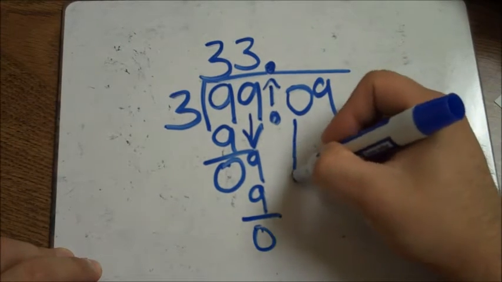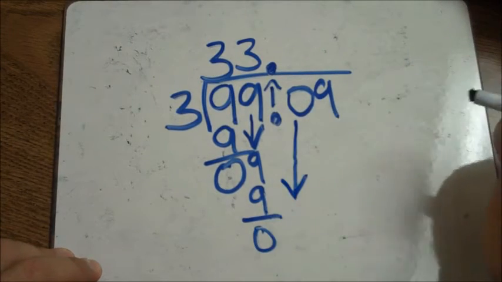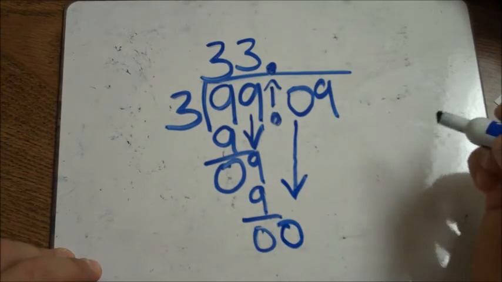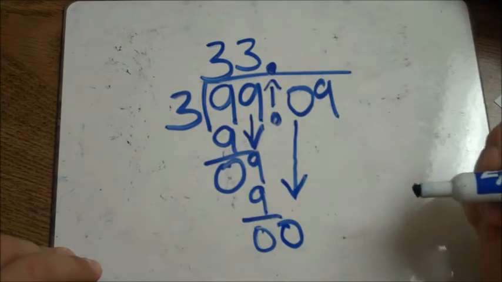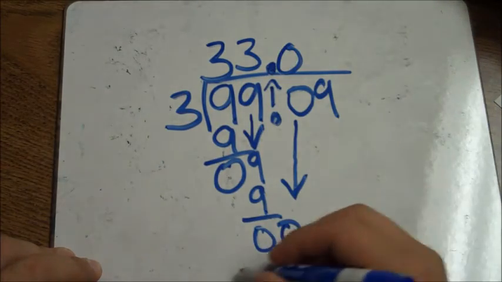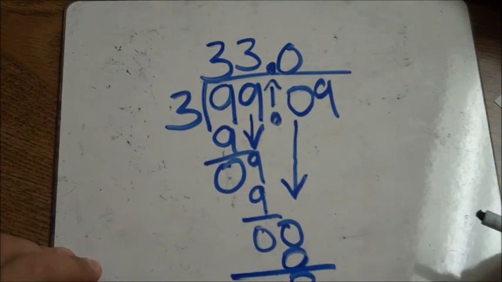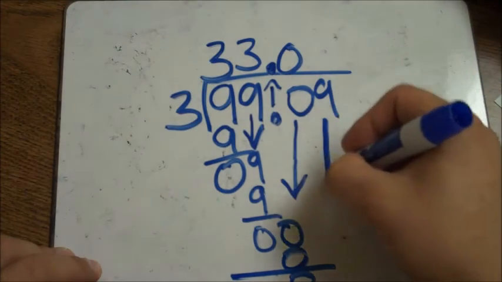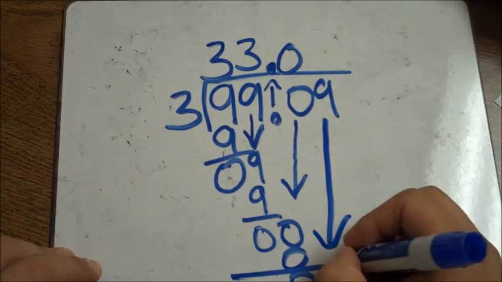Now I have to bring down my next ones because I still have digits left to solve. So I'm going to bring down 0. Well, how many times will 3 go into 0? It won't. So it's 0. 3 times 0 is 0. But again, I can't be finished because I still have more digits left to solve for. So now we bring down our 9.